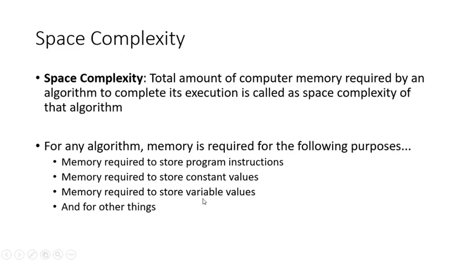Memory required to store variable values. A variable value is one where, every time the program executes, the value will change. And for other things, these are the basic things. For that we need memory for program instructions, for constant values, for variable values, and then other things like arrays and so on. So this is the space complexity definition.